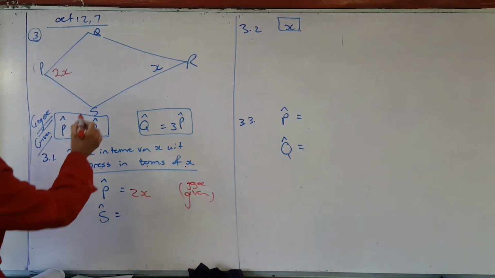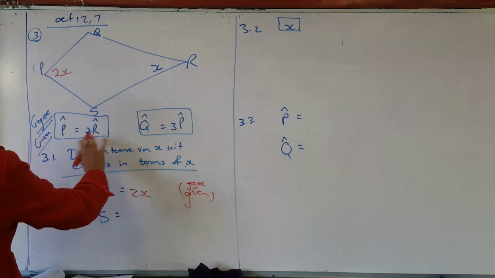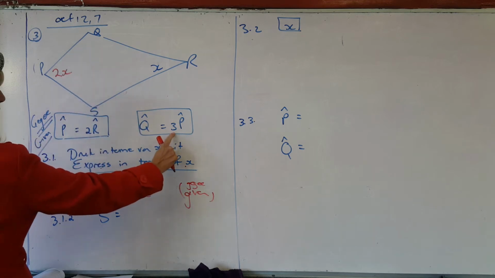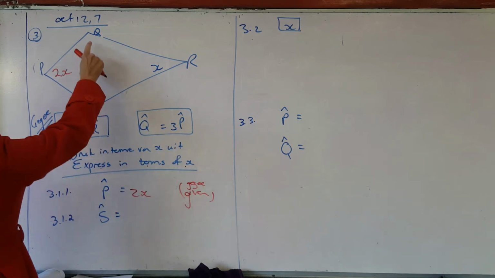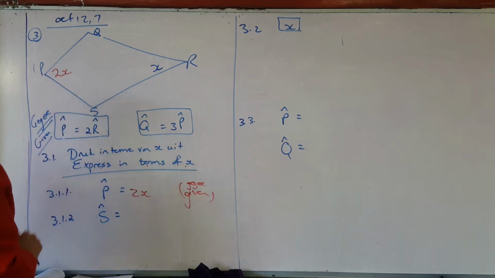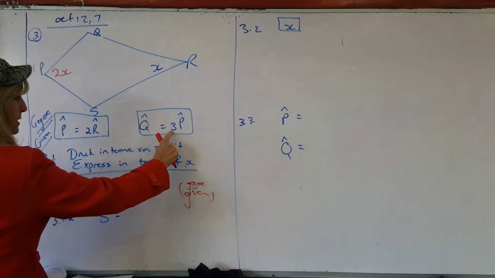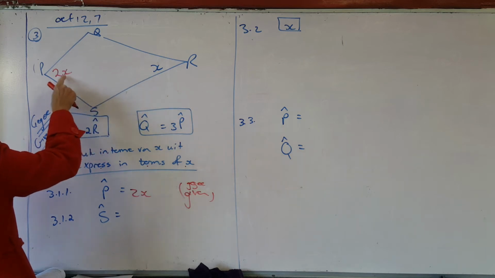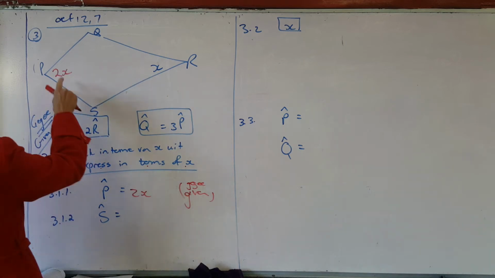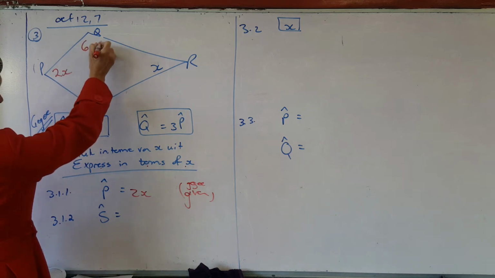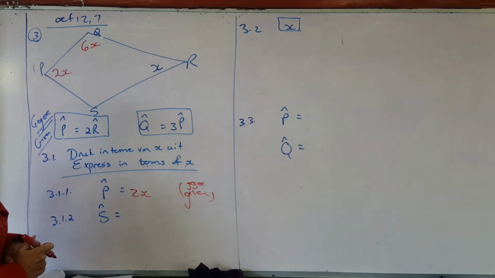Hulle het vir my gesê dat S is niks hier gegee nie, maar hulle het gesê Q is gelyk aan 3 keer P. So if Q is 3 times P, kyk mooi, because it can be confusing, Q is 3 times what P is, but you just found out that P was 2x. So 3 times that, 3 maal dit gee vir my 6x, is jy met my? En nou wat is S dan?